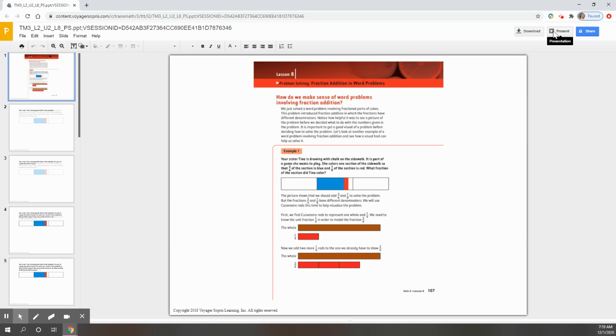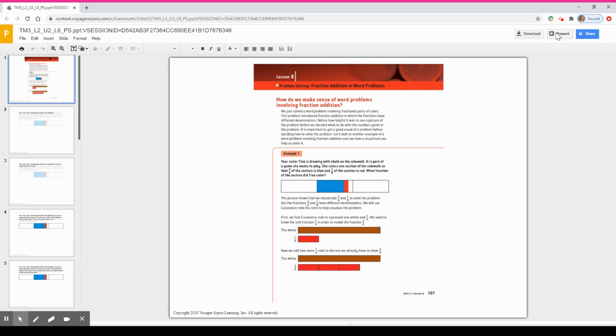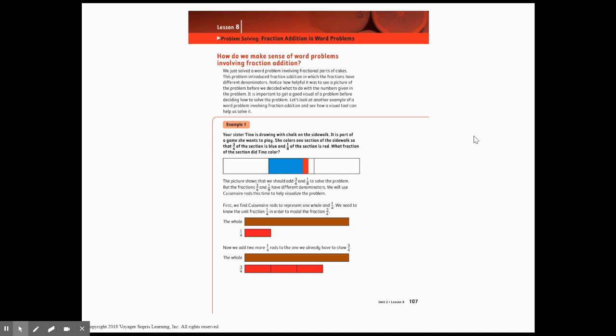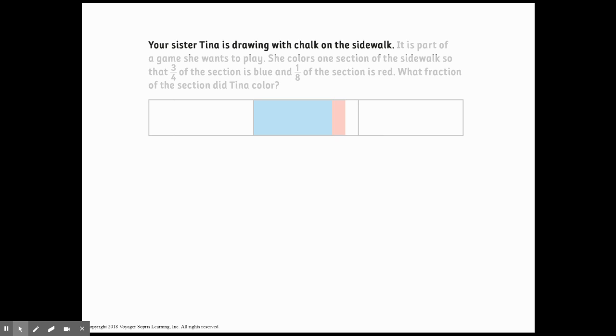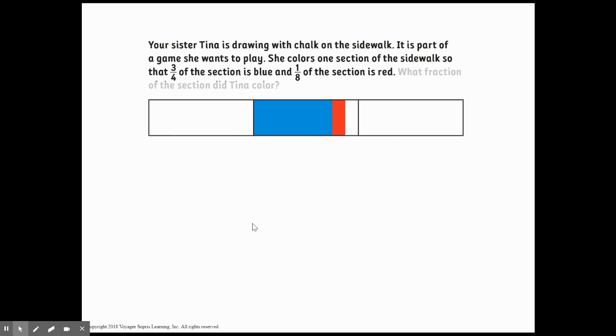For the next part of our lesson, we're going to talk about how we make sense of word problems involving fraction addition. Let's look at this word problem involving fractions. Your sister Tina is drawing with chalk on the sidewalk. It's part of a game she wants to play. She colors one section of the sidewalk so that 3/4 of the section is blue and 1/8 of the section is red. What fraction did Tina color?